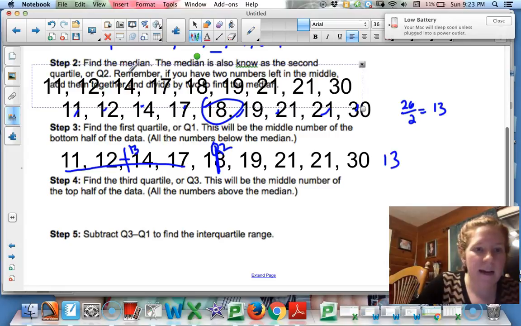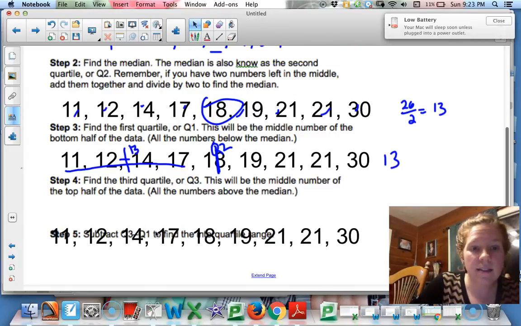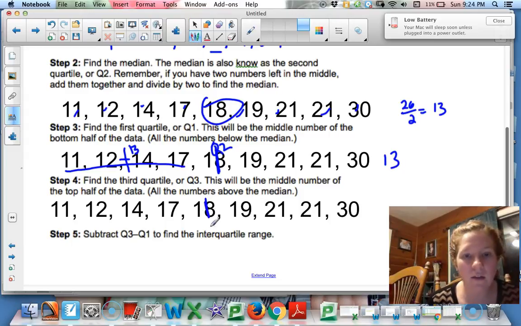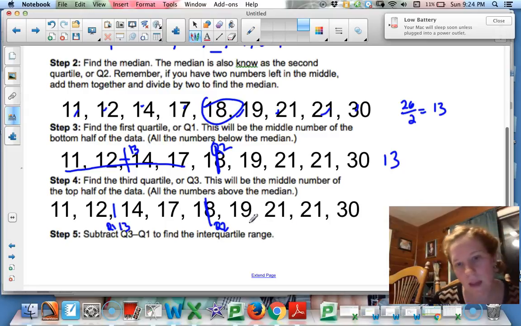Now, my Q3, we're going to use the same basic steps, except now we're looking at the upper half of the data, and I'm going to take the median of the upper half of the data. Again, do not include the median in that. That is your Q2, and you're not using that. Your Q1, remember, was 13. And now I'm going to look at this upper half of data.